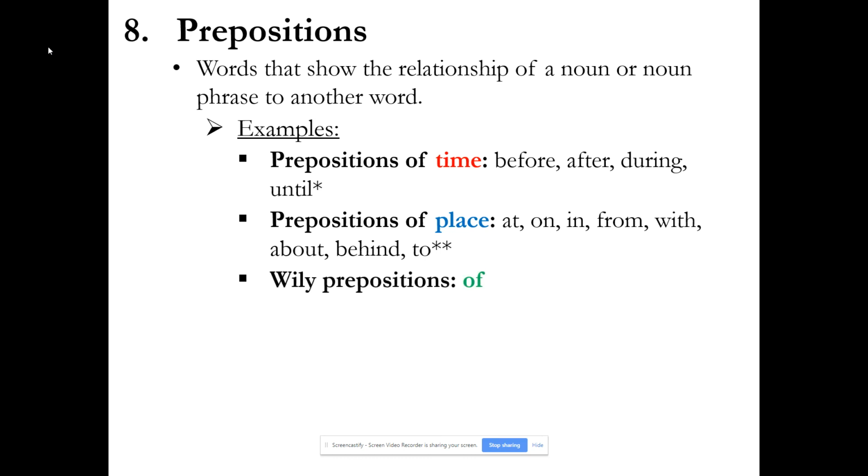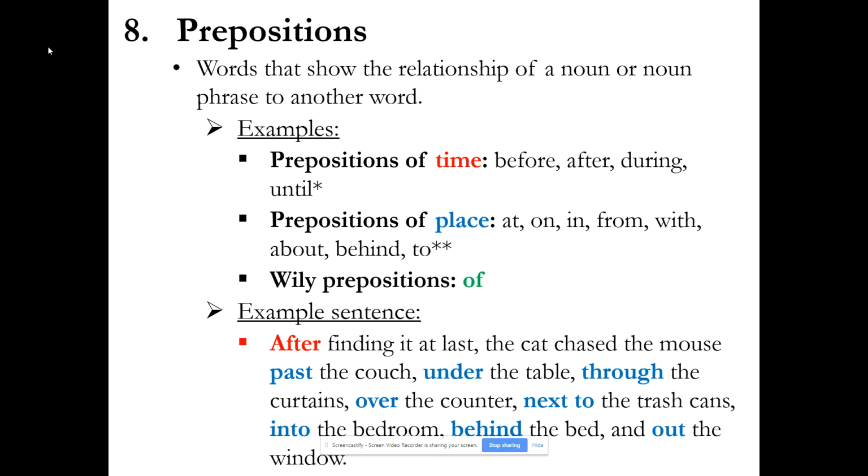Of, right, is a wily preposition. So you should be aware of that. To might also go in that context, honestly, because it can do some weird things. But I'm not really sure to and of really fit neatly into the categories of time and place, but of in particular. All right, an example.